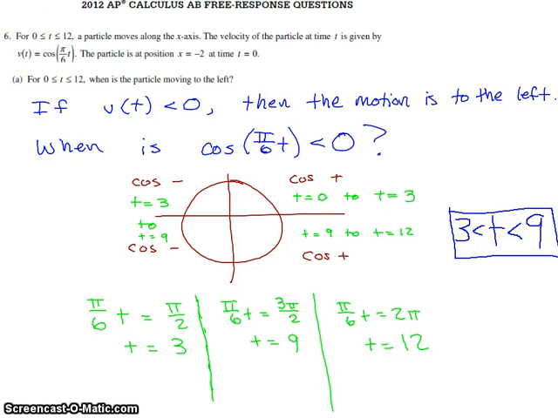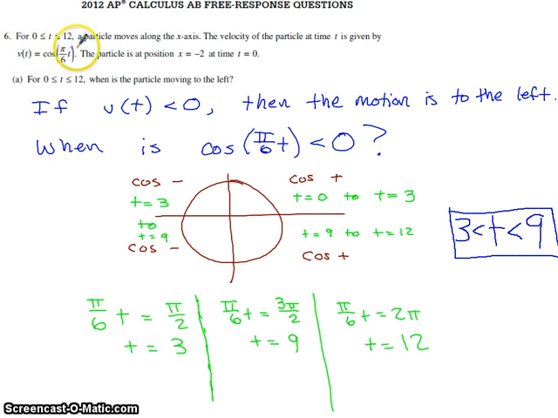So this is problem number 6 from the 2012 AP Calculus AB free response set. And this is a non-calculator problem, and it's probably what makes this problem challenging. You have to do some uncomfortable things without a calculator here.